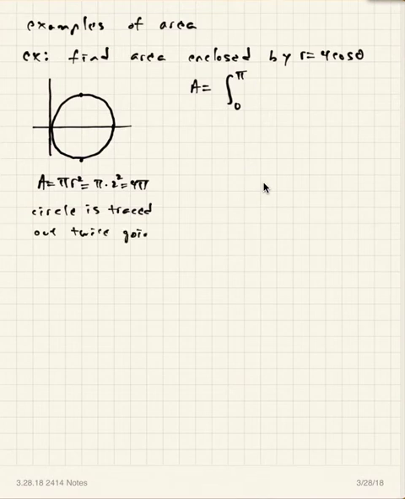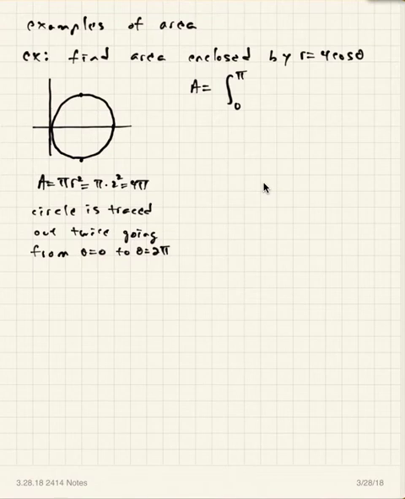Going from theta equals 0 to theta equals 2 pi, we would be finding twice the area if we integrated from 0 to 2 pi. So you have to be really careful on polar curves as to what range of angles you have to use for the particular polar curve you're talking about.